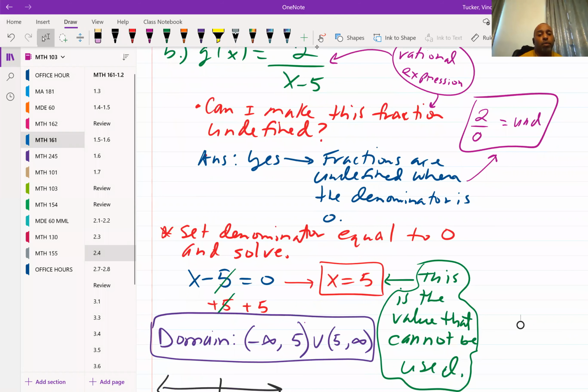So x minus 5 equals 0, add 5 to both sides gives us x equals 5. So this is the value that we cannot use. Remember, x minus 5 equals 0 is when our denominator is equal to 0. So this is the value that cannot be used.